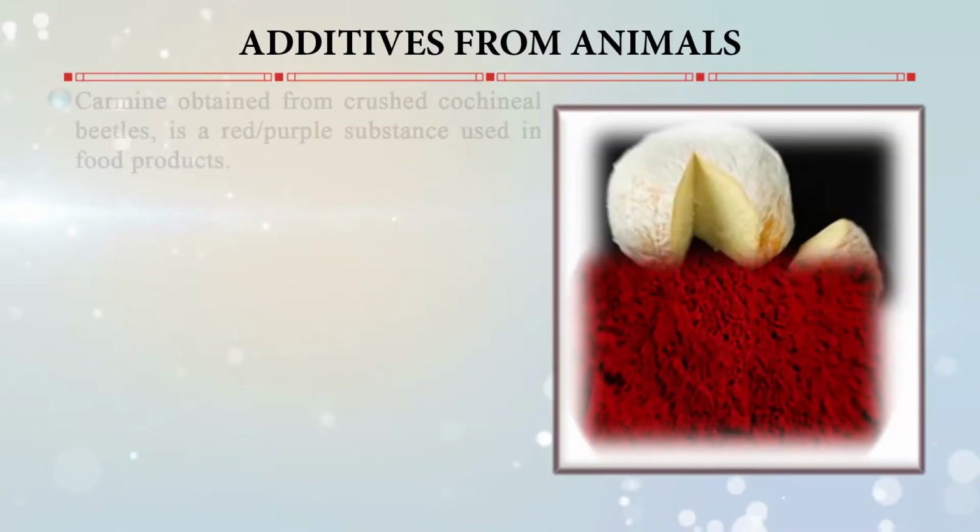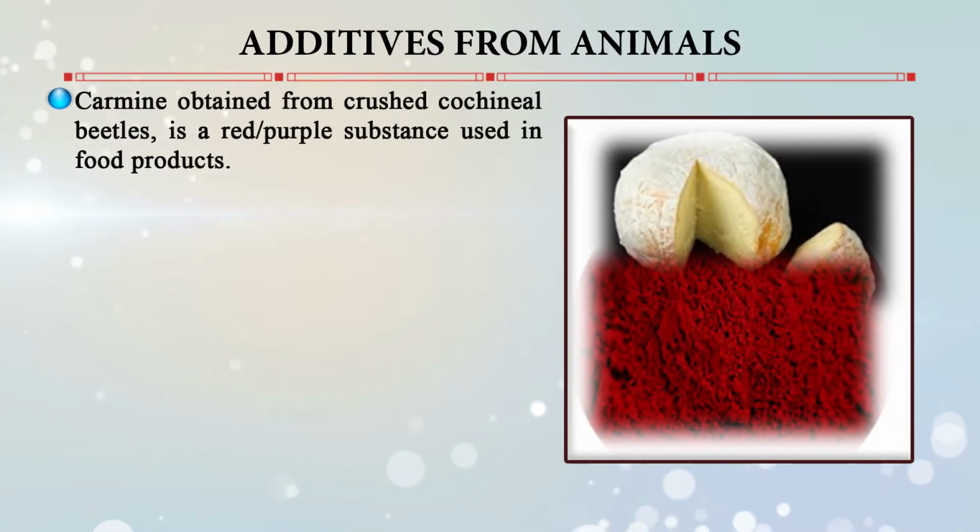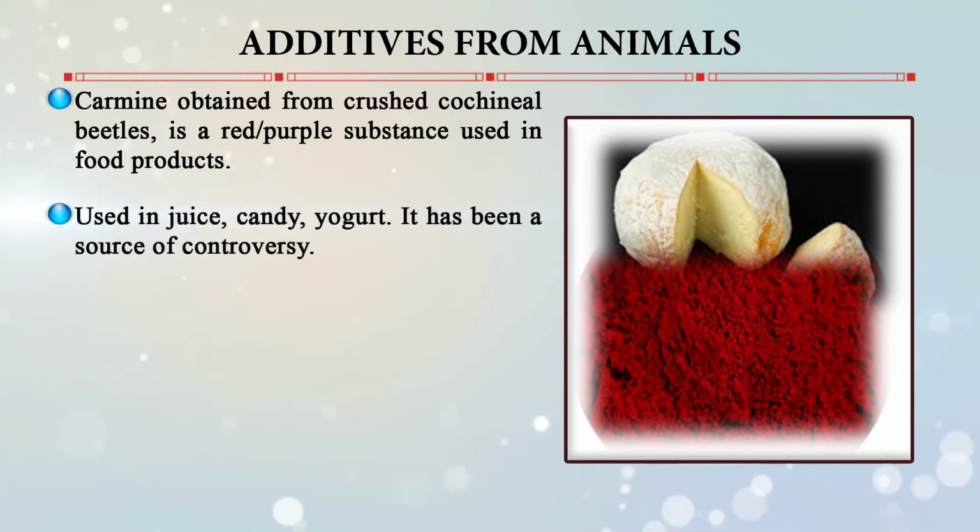Now we also get certain additives from animals. For example, certain coloring agents and flavoring agents that we add to food can also be got from the animal and animal products. Carmine is crimson red in color, and is obtained from crushed cochineal beetles. It is a red or purple substance, and this is used in many food products. Usually it is used in yogurt, in candy preparation, in juice, and it has also been a source of controversy whether to use it or not.